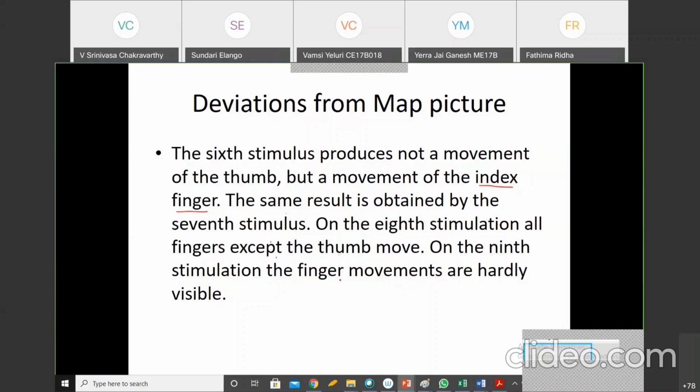So it's a very strange result, because the map picture says that a given part of the cortex is mapped onto a given part of the body. But here it is not like that. The relation between cortex and the body part is quite history dependent. It keeps changing. So the map is quite dynamic.